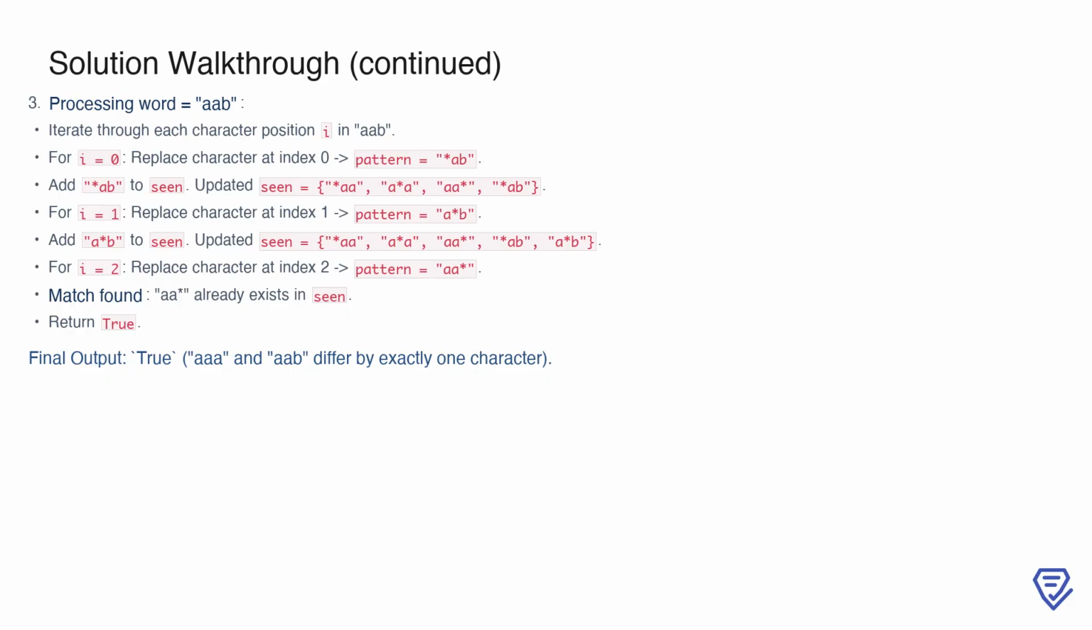*AA, A*A, AA*, *B. At index 1, the pattern O* is created and added, resulting in the updated set. Then the next word AAA generates the pattern *AA. This pattern already exists in the set, indicating that we have found a match. The repeated pattern shows that two words differ by exactly one character. Therefore, we return true as the final output for this example.